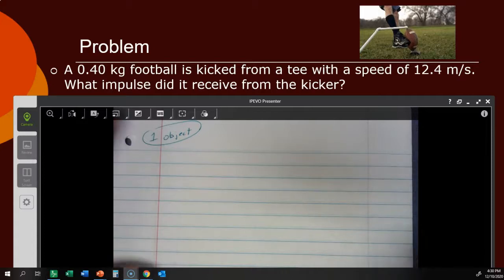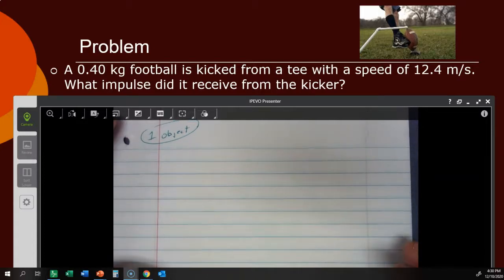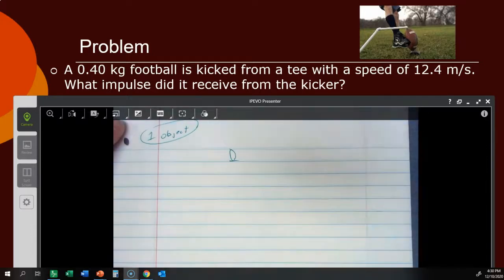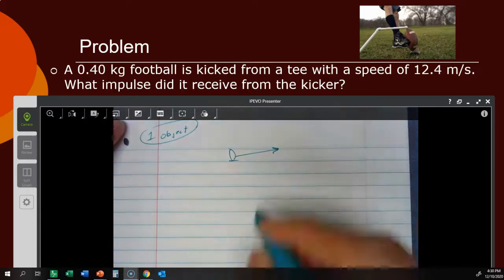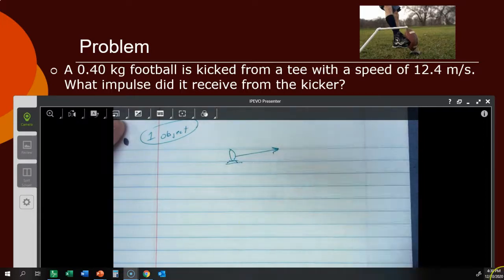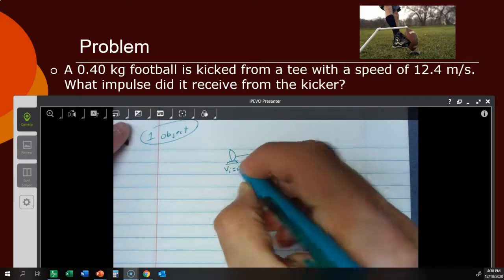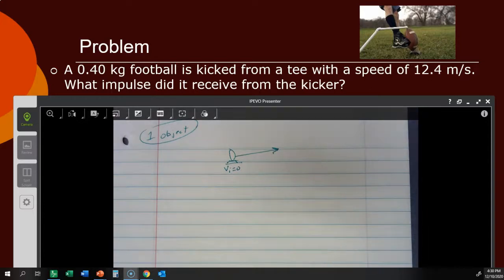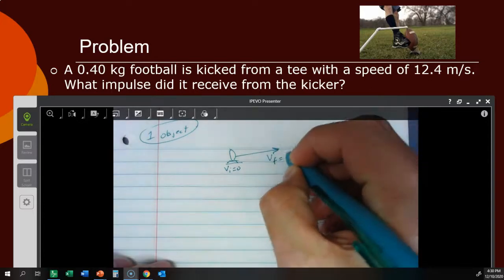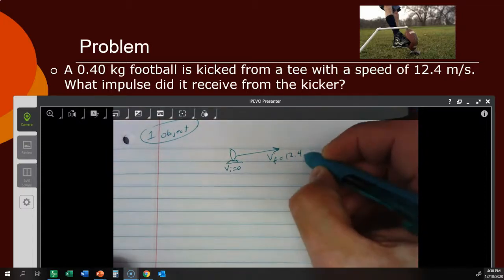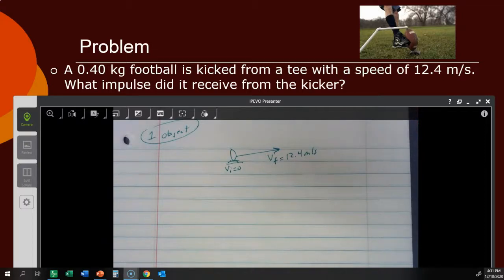A 0.4 kilogram football kicked from a tee with a speed of 12.4 meters per second. I'm going to simply draw a picture first. Here's our football sitting on the tee. It gets kicked. Now, the reason it's good to draw a picture is so there are some things that are going on here that might be hard to notice if you don't. And that is that the initial velocity of the ball is 0. It's sitting on the tee. It's at rest. And then it's kicked with a speed of 12.4 meters per second. It doesn't start out at a speed of 12.4 meters per second, in other words. So that's the picture that we're going to draw.